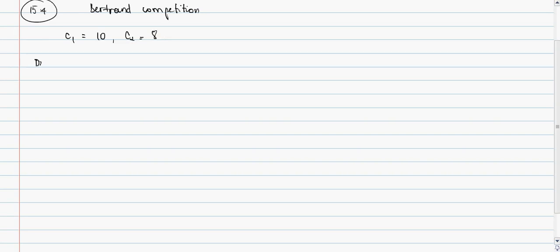The question is also giving you a demand function where Q equals 500 minus 20p, where P is the price in the market and Q is the quantity in the market. Part A asks you to find the Nash equilibrium price that the two firms are going to charge in the market under Bertrand competition. They are choosing the prices simultaneously. First of all, Nash equilibrium is the equilibrium in which no firm has any incentive to deviate.